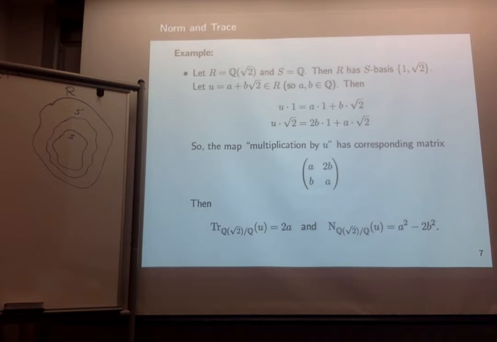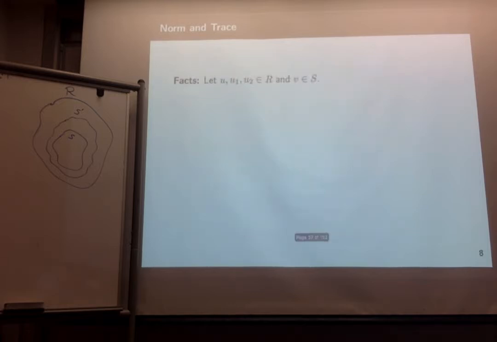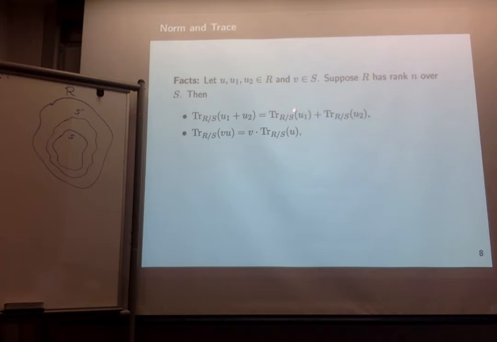You are assuming that one ring has some kind of basis, so it's a free module over the smaller ring, and you can do this construction for any ring over another ring, or module over a ring, that has a basis. Okay, so some facts about the norm and trace. Supposing that R as a module over S has rank n, the trace is additive. It's exactly what you think. You're used to trace being additive with matrices, so all these facts come from things that you know about matrices.